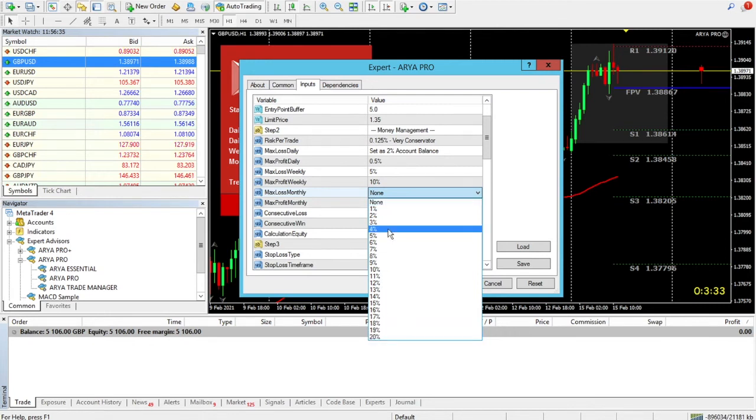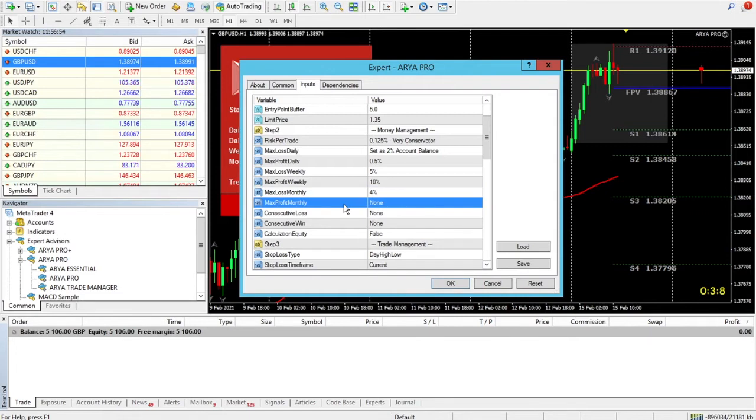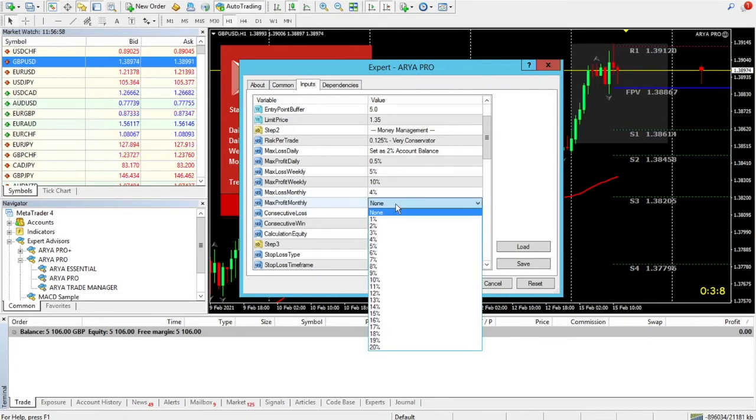Say for example you choose 4%, ARYA will stop trading when you lose 4% of your capital in 1 month. Max profit monthly is the maximum gains per month on all assets combined. If you choose 6%, ARYA will stop trading and secure the capital when you've gained 6% over that month.